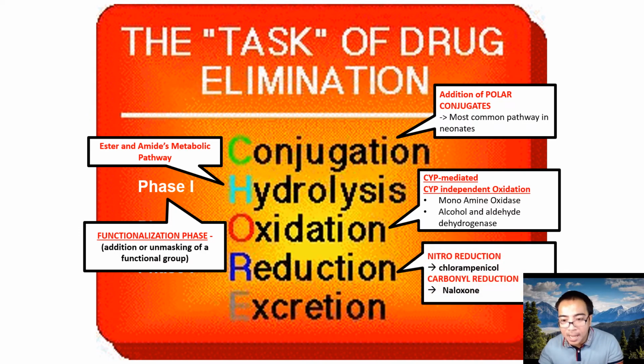Then for reduction, we have the nitro reduction and the carbonyl reduction. Nitro reduction is what chloramphenicol uses. The problem with chloramphenicol is that it can lead to methemoglobinemia, especially for babies. Kaya nga nagkakaroon tayo ng gray baby syndrome. And then carbonyl reduction is the metabolic pathway na ginagamit ng naloxone, giving it a very short half-life.